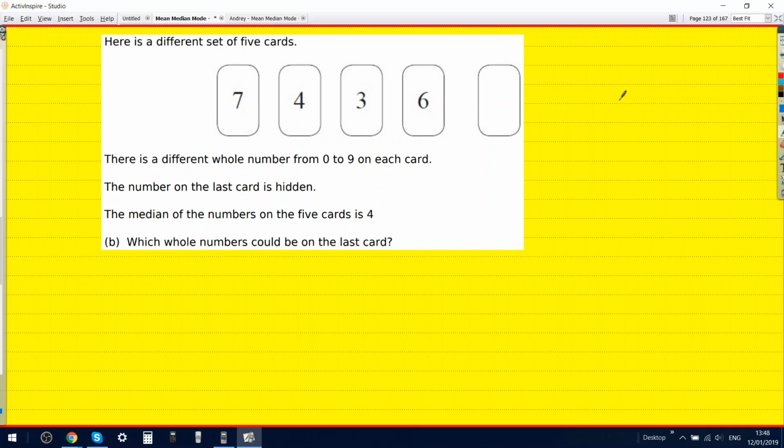So are we working backwards? Yeah. So you have to make it so that 4 is the median. So what number would go there? So there's 5 cards, and it's from 0 to 9. Surely it would have to be lower than 3. So what would it be then? It would be 2. So it could be 2, it could be 1, or it could be 0.